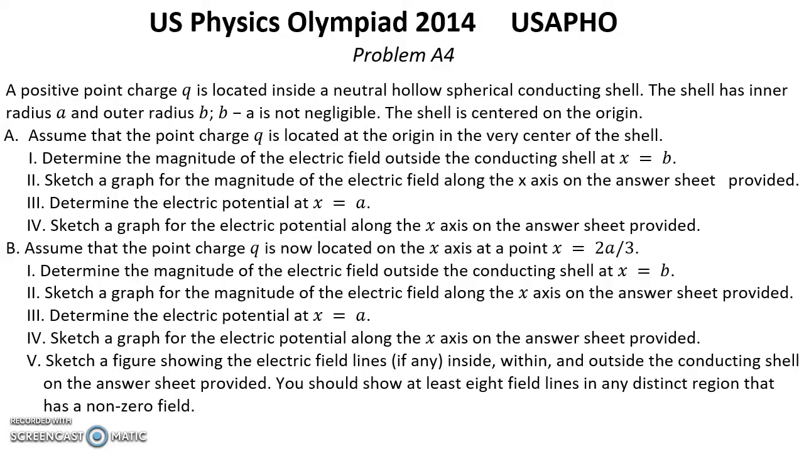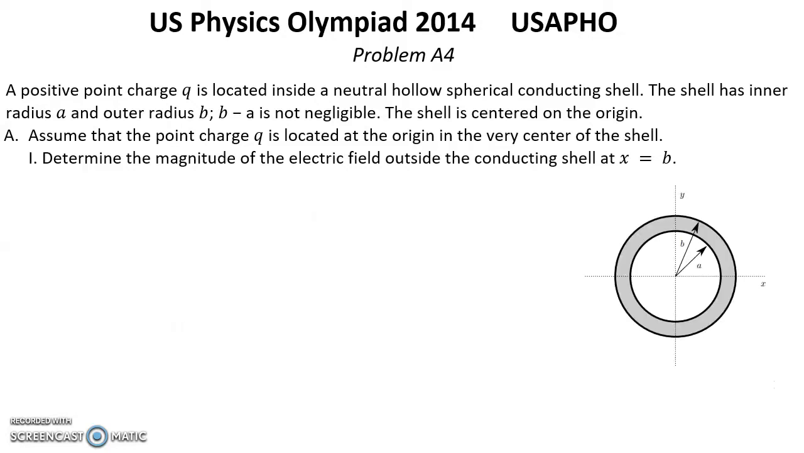Solutions. First, let's do the picture for part A. We have charge Q in the center of this sphere, and we have a spherical shell with inner radius A and outer radius B. First question. Determine the magnitude of the electric field outside the conducting shell at x equals b.